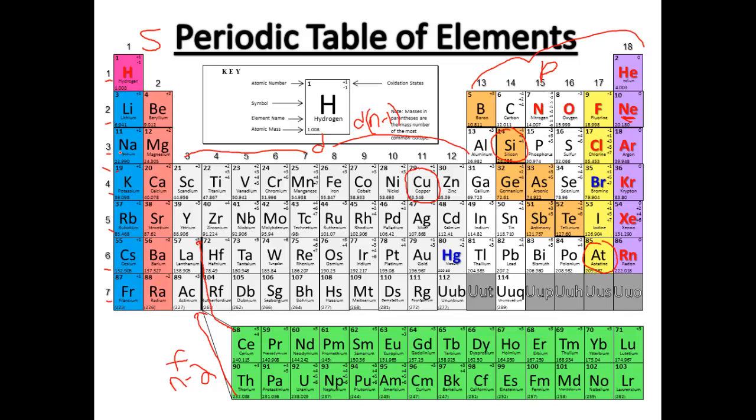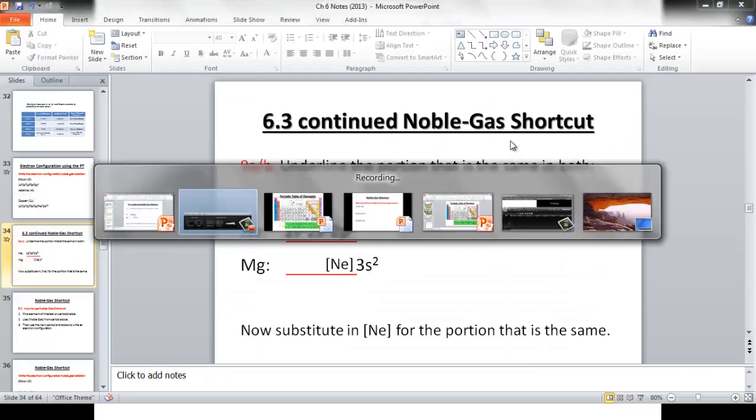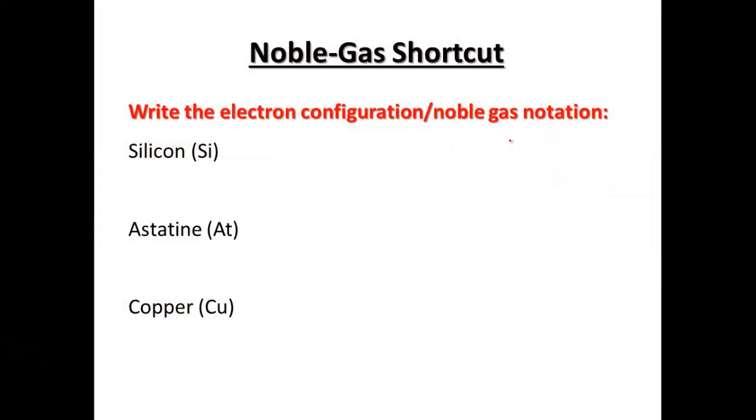So that would be our 3s2, 3p2. As we're going, for silicon, we put neon in brackets. That represents all that information beforehand. And then 3s2, 3p2.